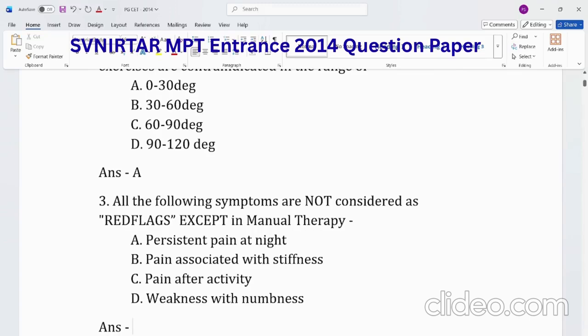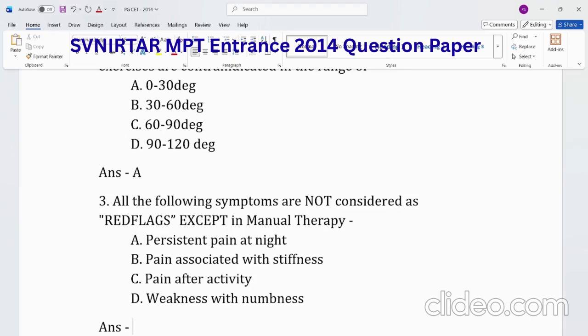Now comes question number 3. All the following symptoms are not considered as red flags except, in manual therapy. That means all are not red flags except one. Here, apart from one option, all the others are not red flags. So you have to find out which one is the red flag in case of manual therapy.